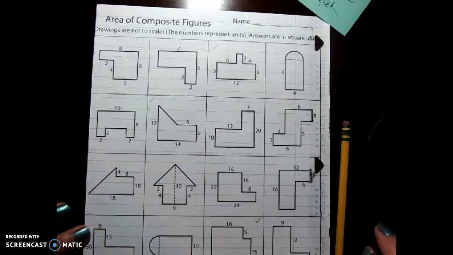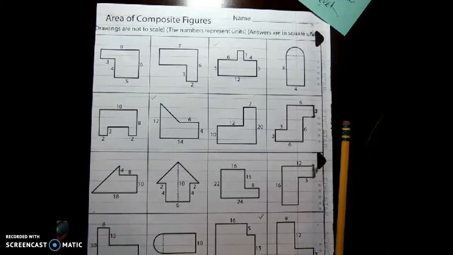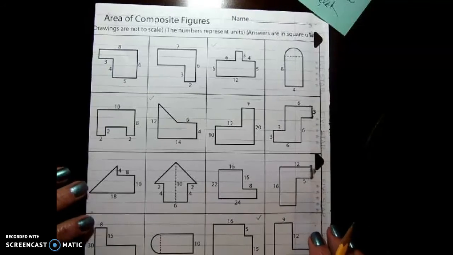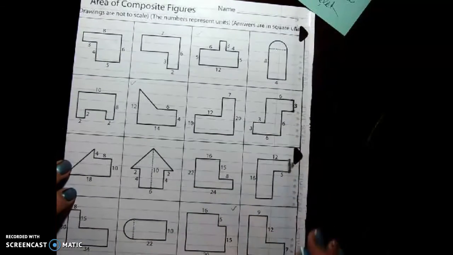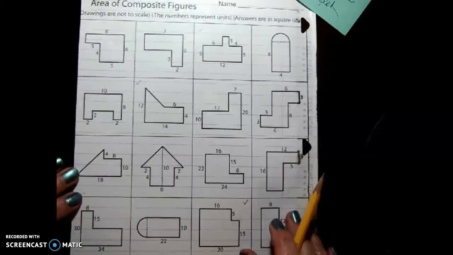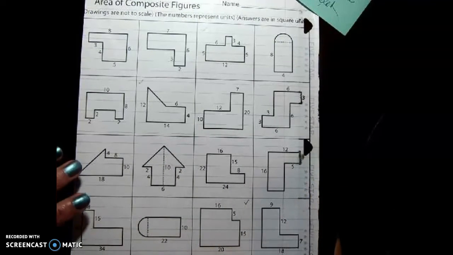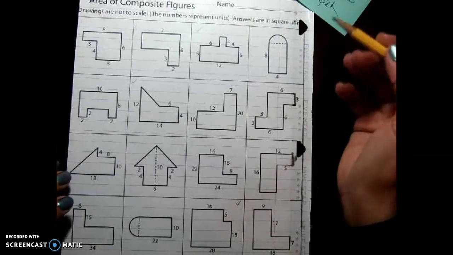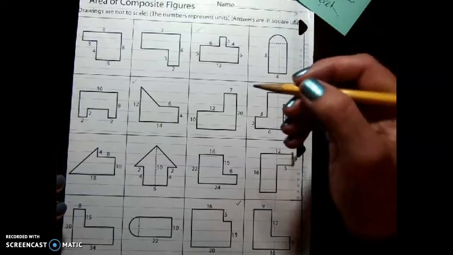We've been doing composite figures. We did composite figures before the snowstorm. This is the last little practice of practicing composite figures. I'm going to do some examples of some of the ones that are in the assignment today, and you'll be able to choose some of the rest. And some of these you're either going to add what you figure out or subtract.